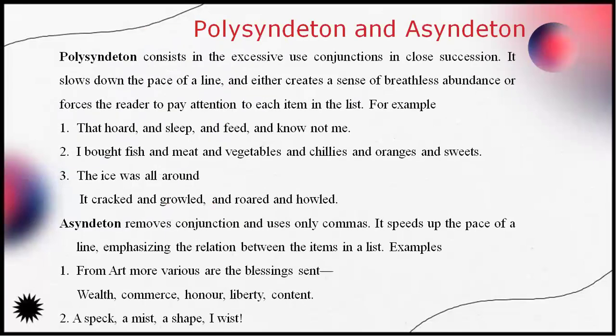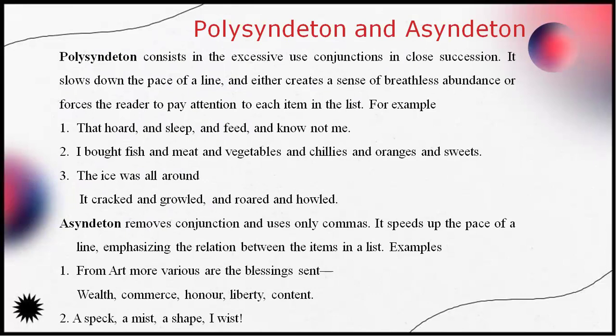Next is polysyndeton and asyndeton. So polysyndeton consists in the excessive use of conjunctions in close succession. It slows down the pace of a line and either creates a sense of breathless abundance or forces the reader to pay attention to each item in the list. For example, that hoard and sleep and feed and know not to me.